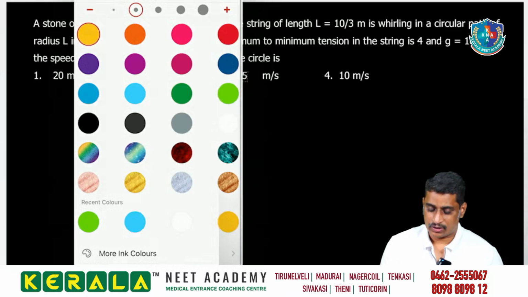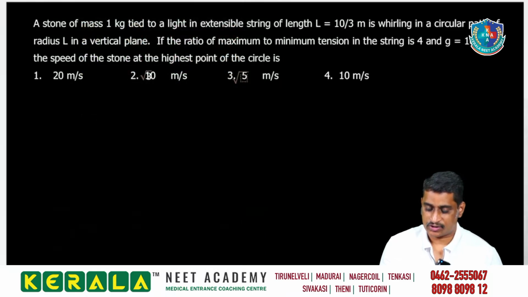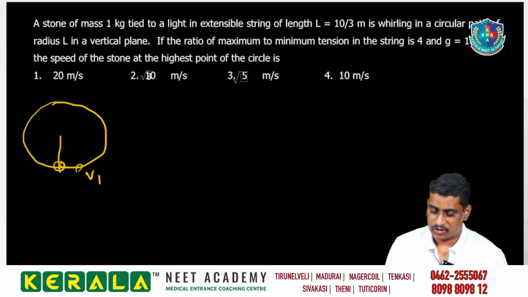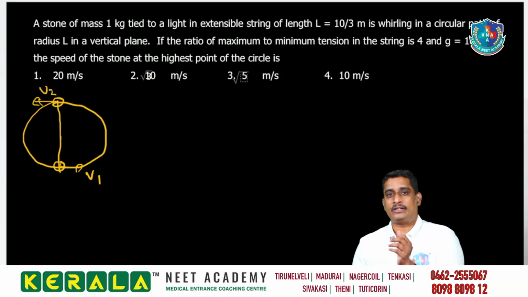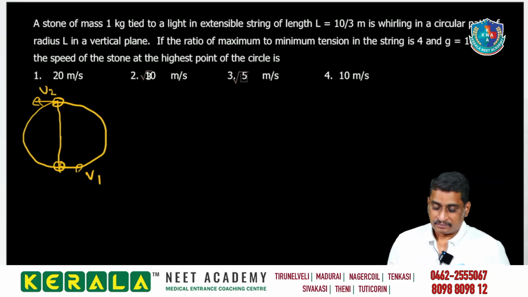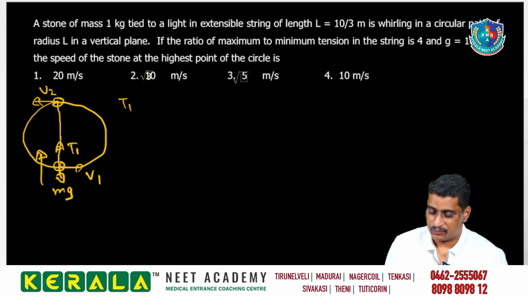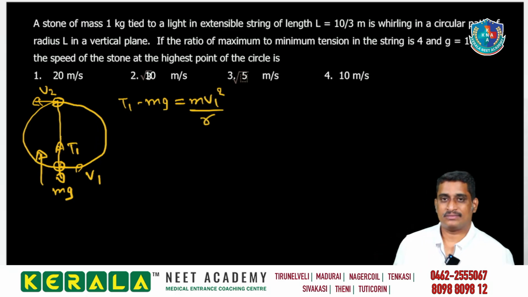In case of vertical circular motion, tension is not the same. At different points, there will be different tensions. At the lowest point, let v1 be the speed of the particle. At the highest point, let v2 be the speed of the particle. At the lowest point, two forces are acting over the particle. One is mg and the other is tension T1. So T1 minus mg will provide centripetal force to the particle. T1 minus mg will be equal to mv1 square by r.